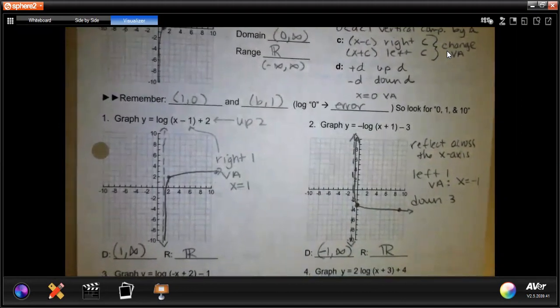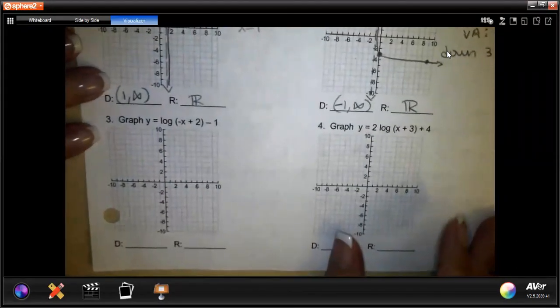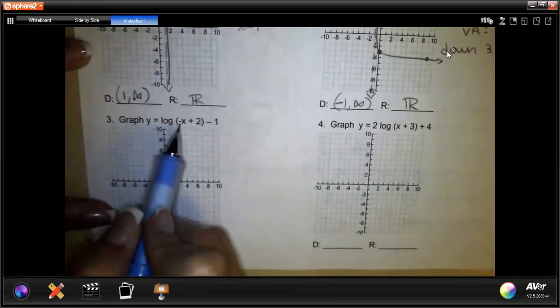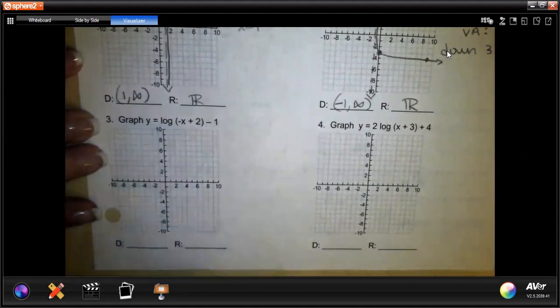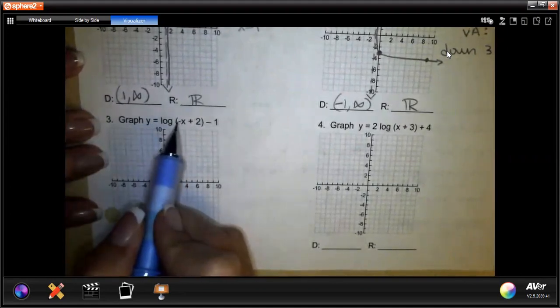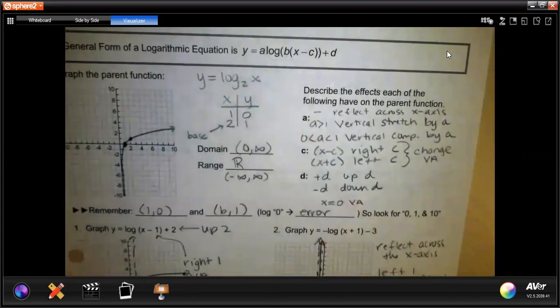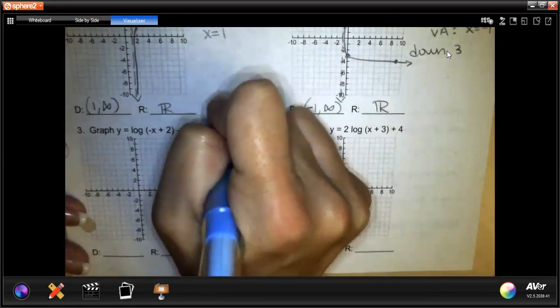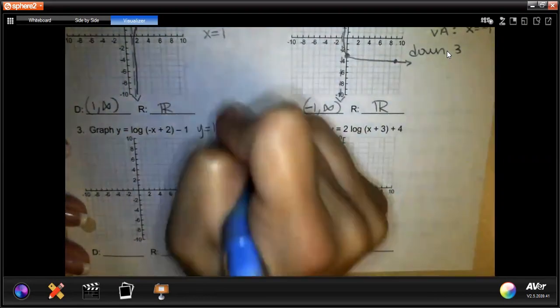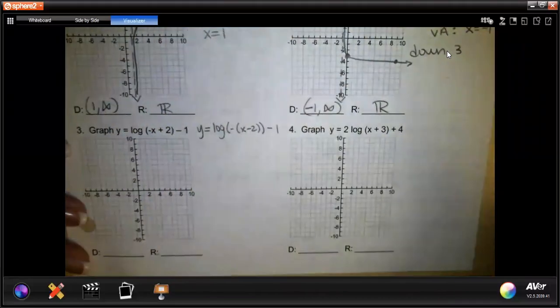All right, on this next one, we're going to look at the reflection across the x-axis, because in this case, the negative is on the inside part here. Now, before I can get started, though, I have to go ahead and factor that. It must be in this transformational form in order to look at the transformations. So here we go. We have y equals log. I'm going to factor out this negative so that it looks like this.